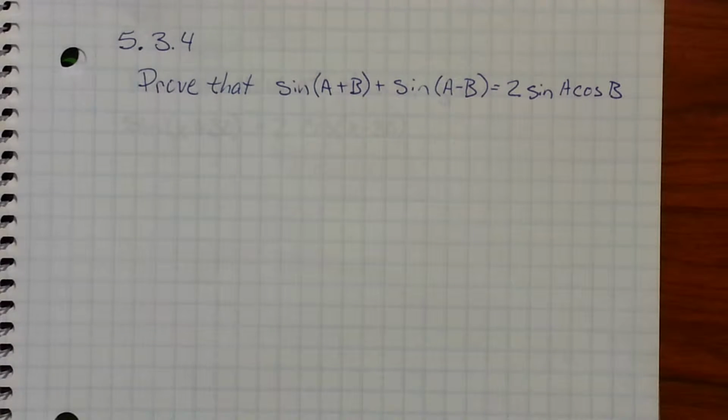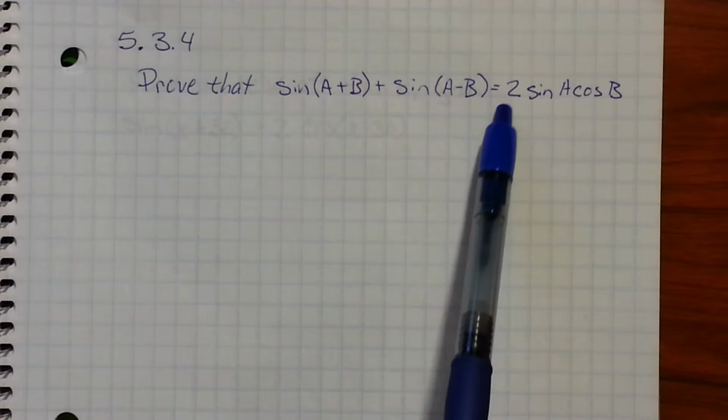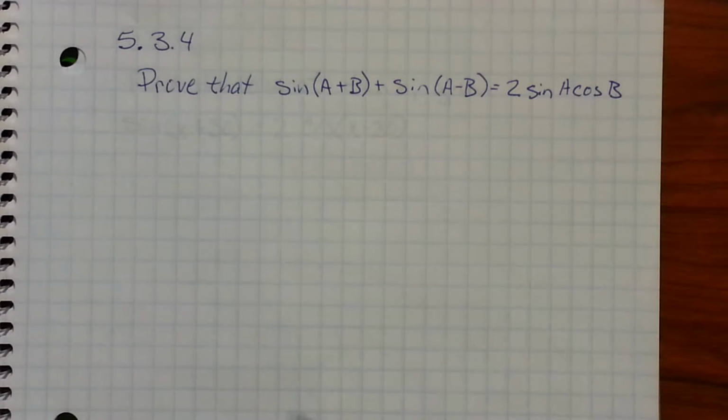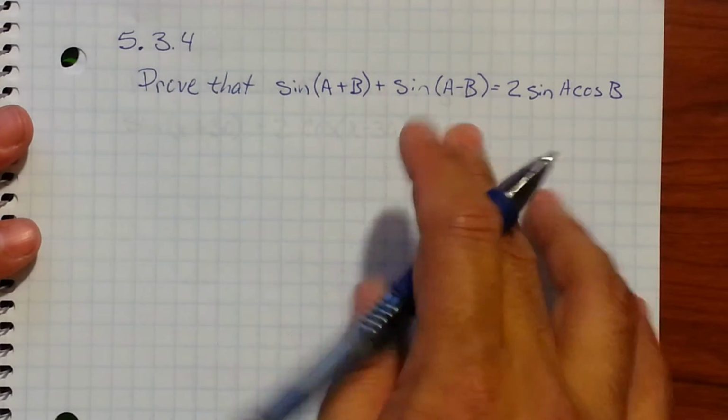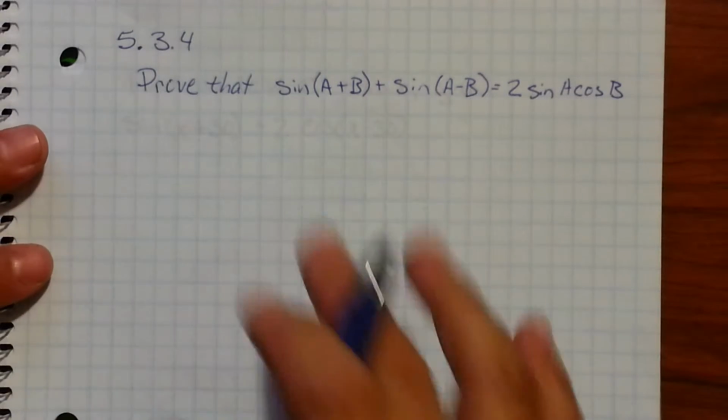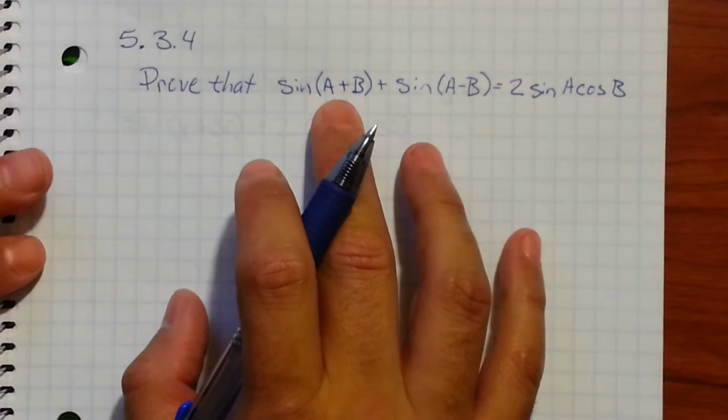On this next problem, I'm going to prove that sine A plus B plus sine A minus B is equal to 2 sine A cosine B. So doing this, I'm going to go through and use my angle addition identities. I'm going to write this out.